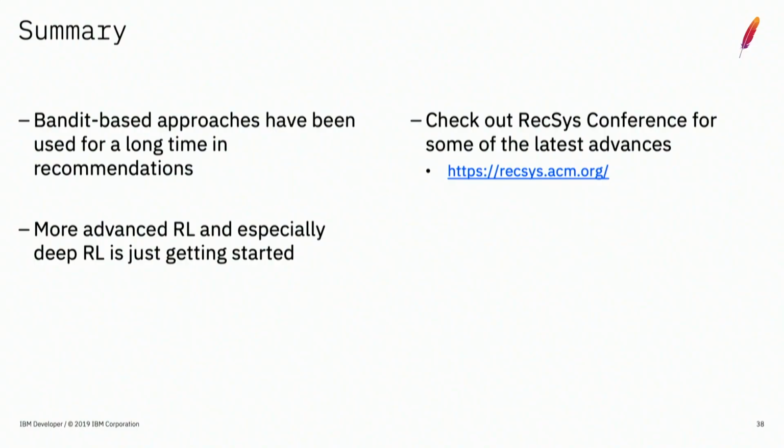So just to wrap up, in summary, bandit-based approaches have been used for a long time in the recommendation space. There's a huge history, a wealth of research. I provide a few links here, but certainly that's just scratching the surface. The more advanced reinforcement learning, and especially deep reinforcement learning, is really just getting started.